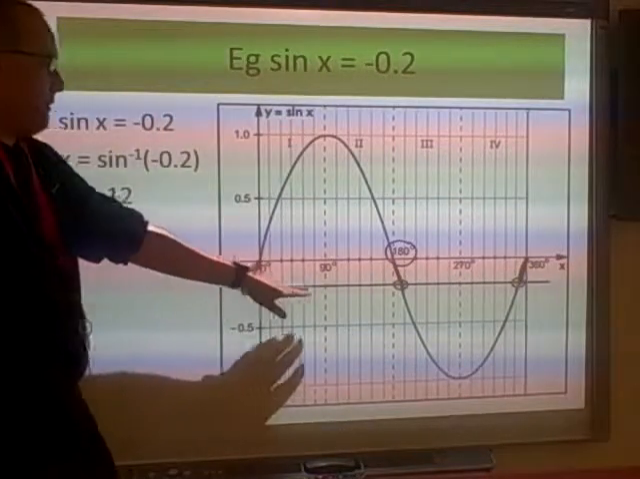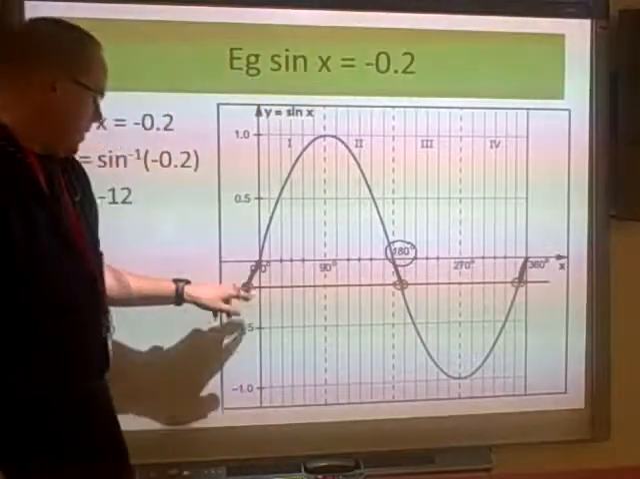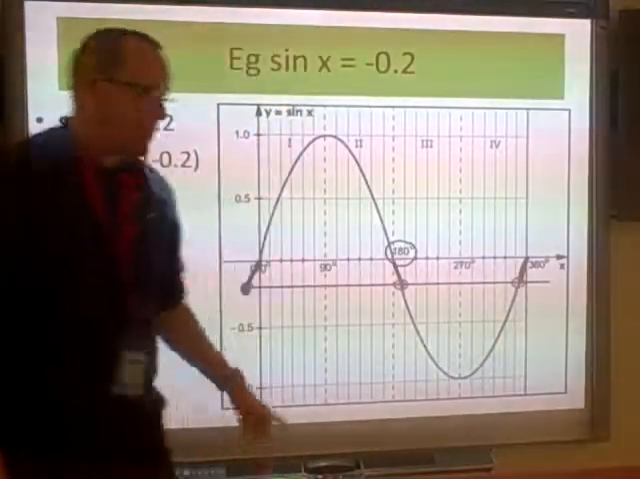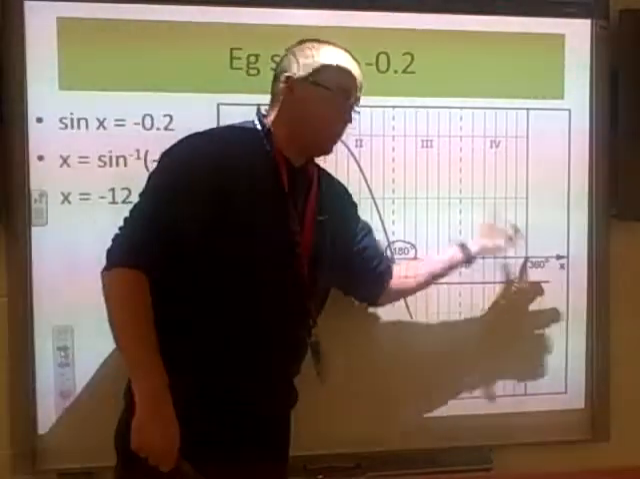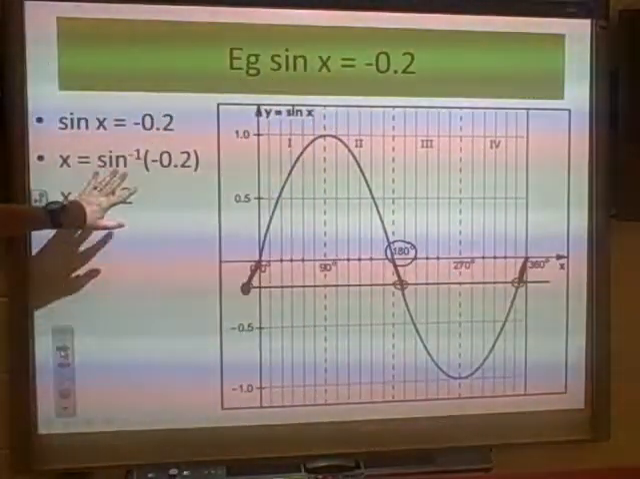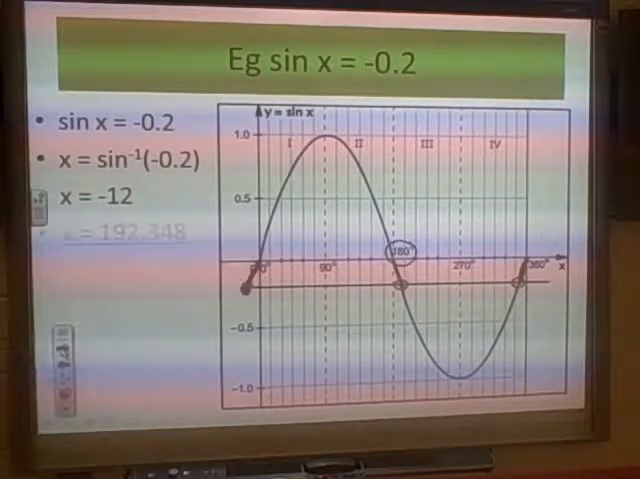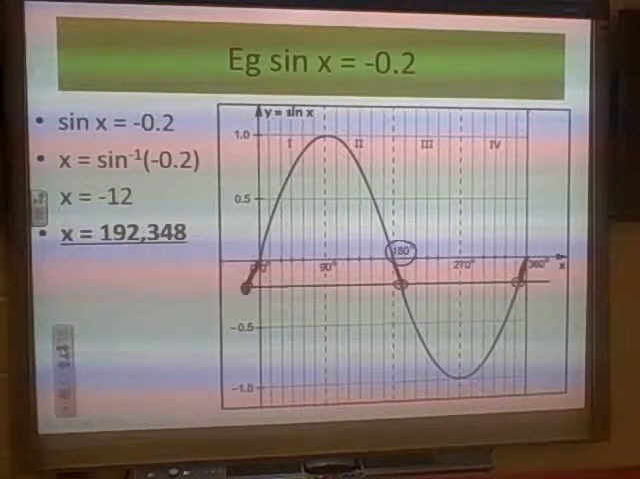Now actually there's another way of finding this second value. If we notice the value as it's going up here, and it's the same for this one here, the property of sine is it repeats every 360 degrees. So if we take negative 12 and add 360 to it, that would also give us 348. So a couple of different ways of ending up with the same answer.